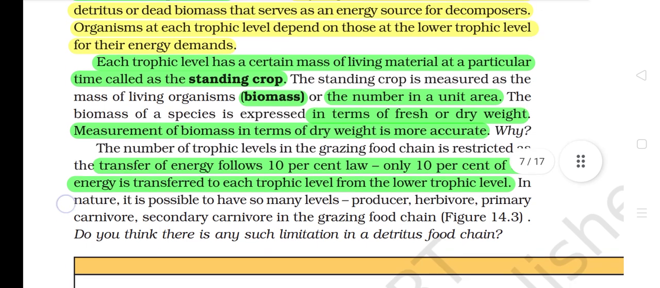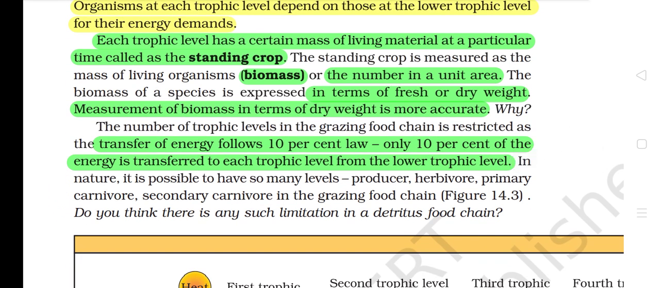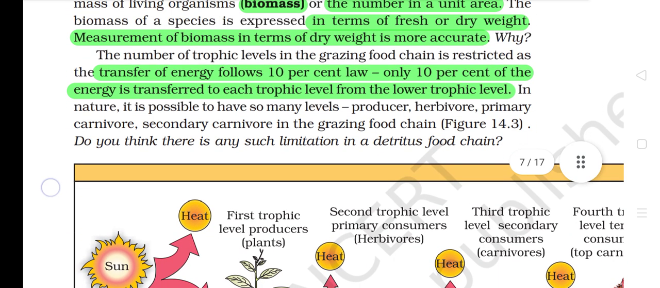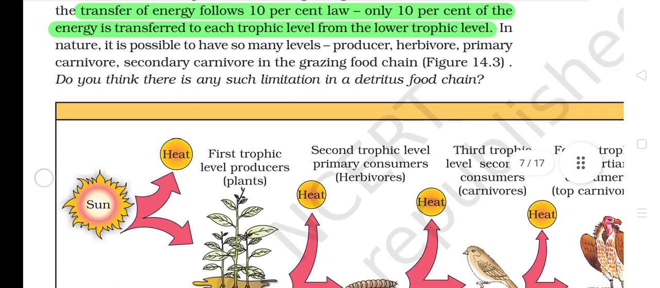Why? The number of trophic levels in the grazing food chain is restricted as the transfer of energy follows the 10% law. Only 10% of the energy is transferred to each trophic level from the lower trophic level. In nature, it is possible to have so many levels: producer, herbivore, primary carnivore, secondary carnivore in the grazing food chain. Do you think there is any such limitation in a detritus food chain?